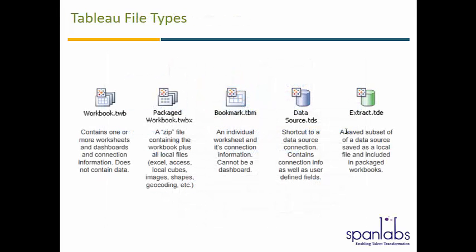There are various file types available in Tableau. The TWB file contains one or more worksheets and dashboard and connection information. However, it does not contain data. The TWBX file is the zipped file of the workbook plus all the local files. A TDM file is an individual worksheet and its connection information. It cannot be a dashboard. The TDS file is a shortcut to the data source connection, and the TDE file is a saved subset of a data source saved as a local file and included in packaged workbooks.